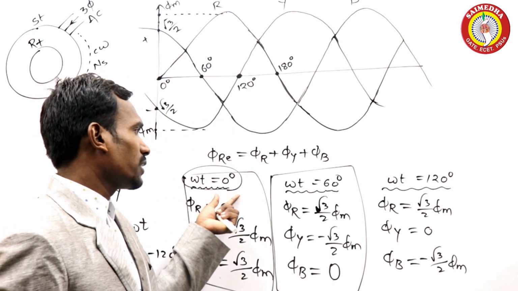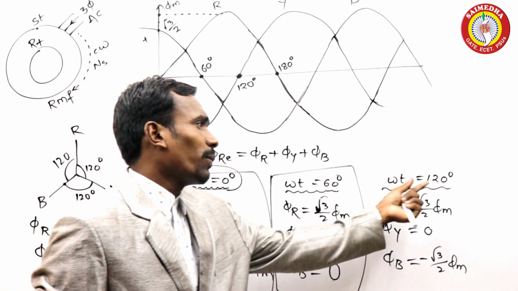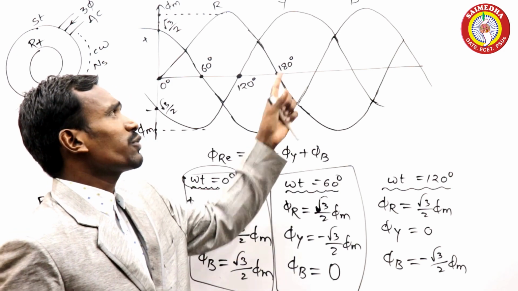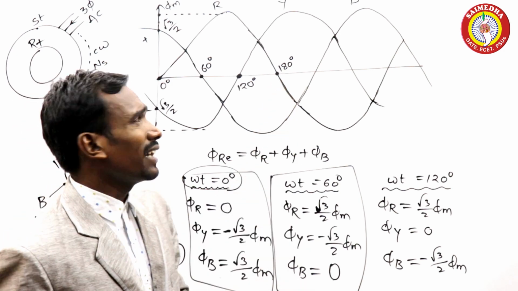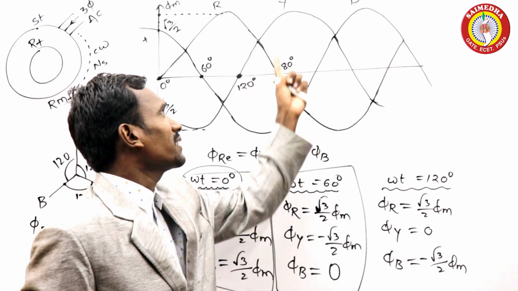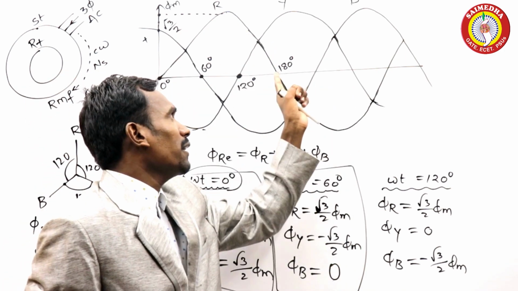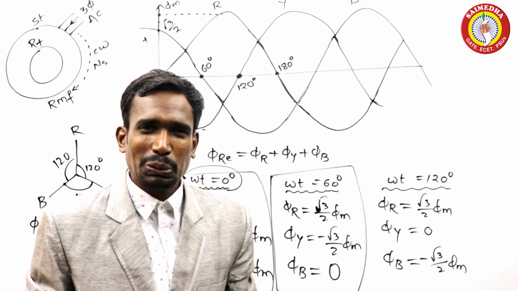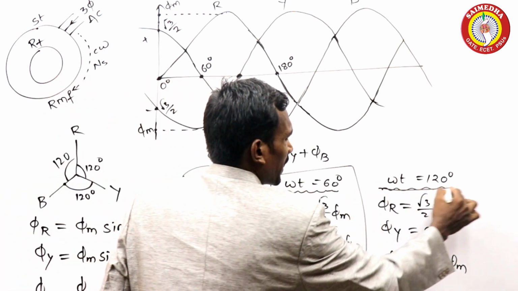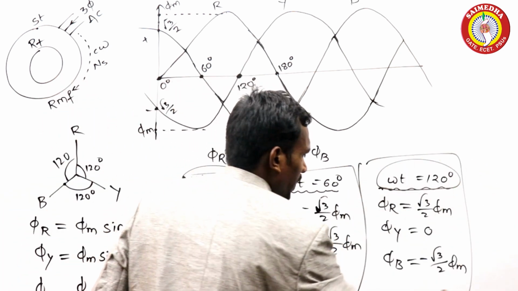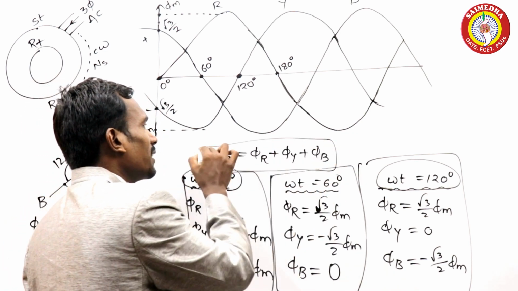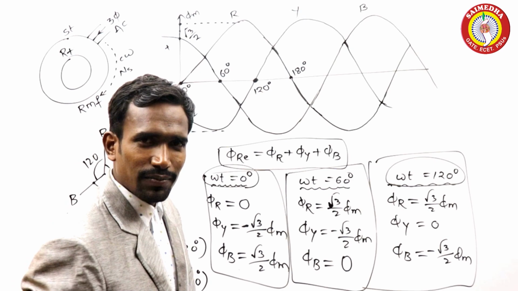So, at omega t equals 0, at omega t equals 60, at omega t equals 120, I written here. Right. At omega t equals 180, you can tell easily. You can write all those. These are at omega t equals 0, 60, 120, the different fluxes. I told you, I have to find out the resultant vector of 3.